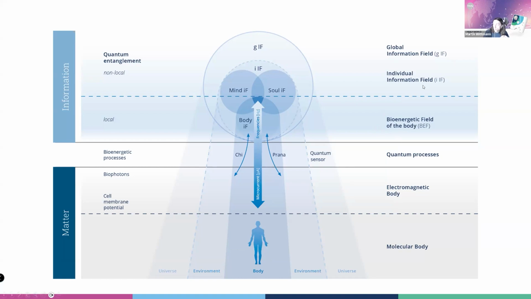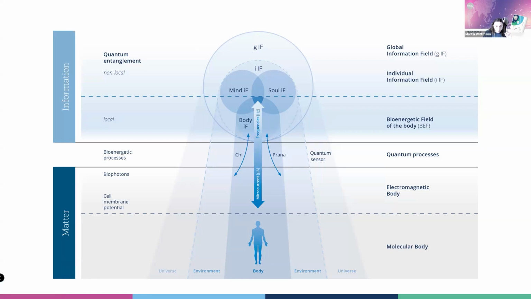And then, of course, we have the individual information field and the global information field. And if you look in the middle, you have the individual information field, which is or consists of the mind, the soul, and the body. So you have those three entities that basically make up your individual information field. And then, of course, in the global information field, you have every living organism in the universe included. And of course, there you have the main thing that's connecting all those things is quantum entanglement.